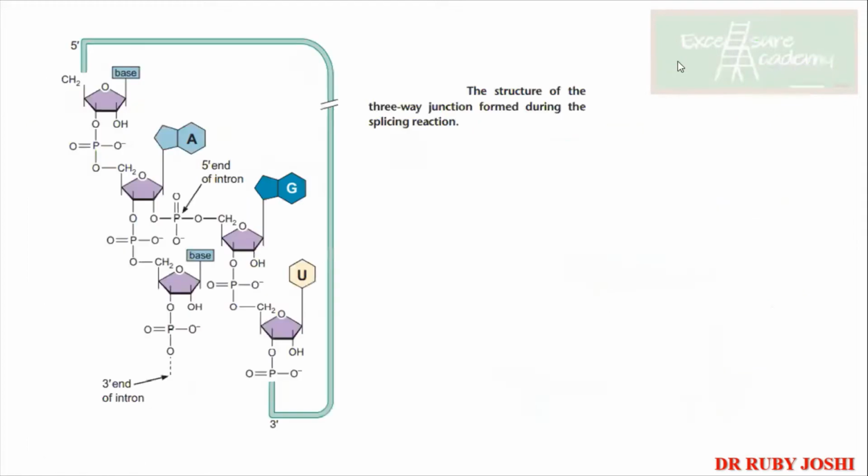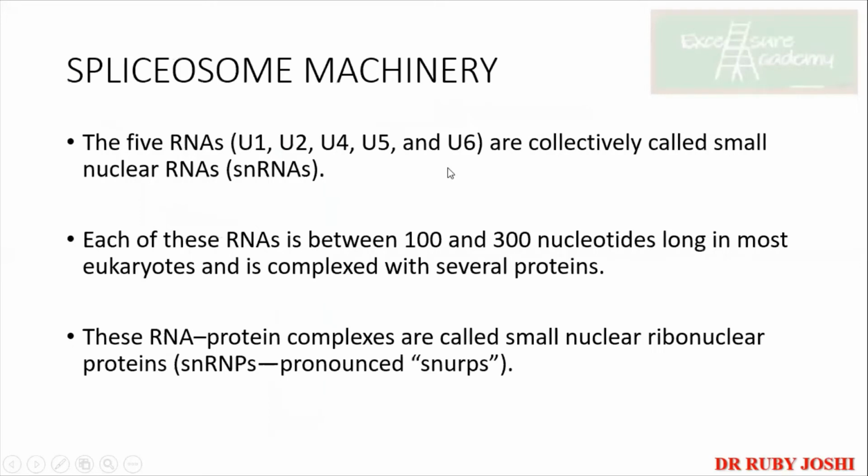Okay, so this is just the structure, the three-way junction formed during the splicing reaction. If you see carefully, this is your 5' end of the intron, जो हम अभी बात कर रहे थे, उसका phosphate and उसका G, correct? And वहां से आता है आपका दूसरा 3' end of intron. So this is how the structure will look when it is attacking during the splicing reaction. But that's okay, you don't have to study the structure, just understand how it is happening. Now, that was the basic mechanism behind RNA splicing.